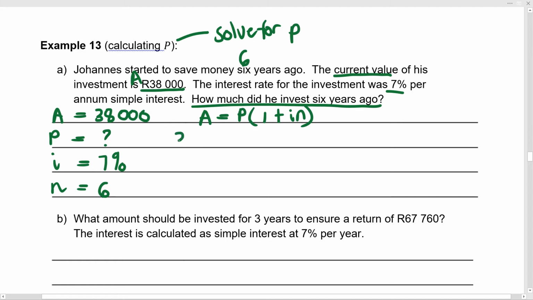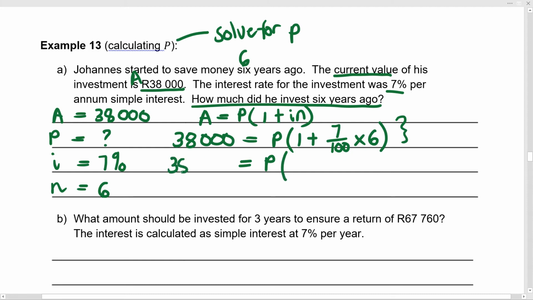So I'm going to now put 38,000 equals P, which is the unknown, so it stays a variable, times (1 plus I, which is 7%. Let's make it a fraction this time) times 6. Okay, what we're going to do now is find this bracket. We're going to think BODMAS. We're going to find out what that bracket is as a number. I'm going to write it as a long number there, and then I'm going to solve for P in the last line of my equation.